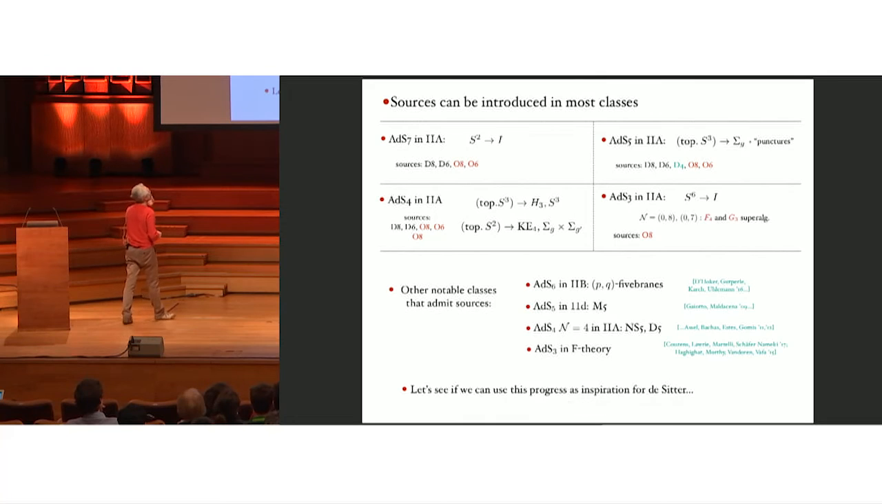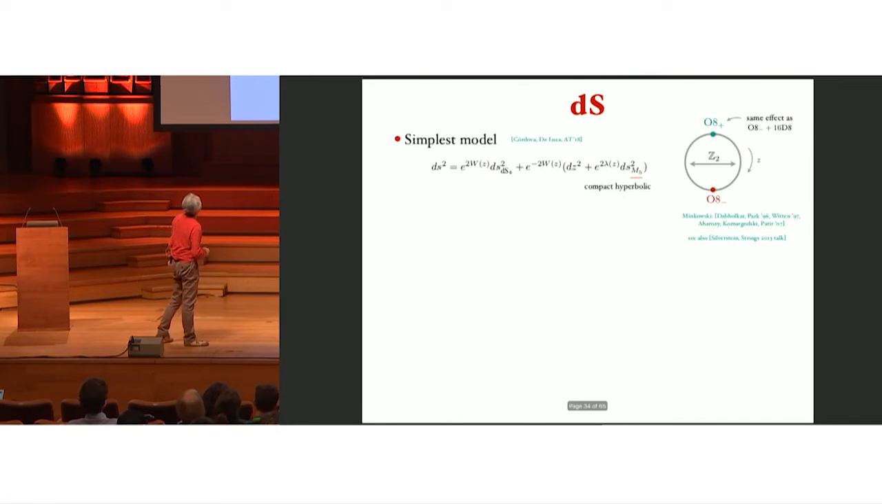So anyway, let's see if we can use this progress as an inspiration to find some de Sitter solutions, and this will be the last part of my talk. Of course, it will be more speculative, but let's try. Since we have learned how to introduce sources and backreact them, let's use it for something. The first model we'll see has an internal space which is a compact hyperbolic 5-space fibered over an interval. The interval was originally an S1, a circle, which has been orientifolded.